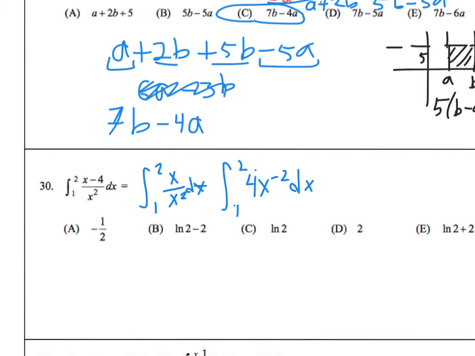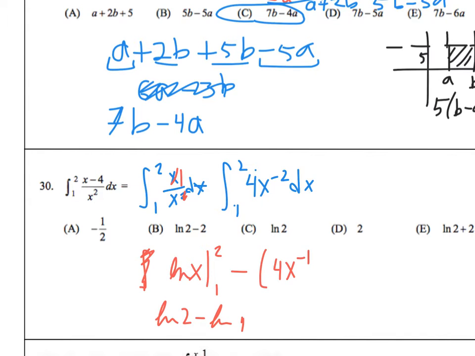Okay. X over x squared, I can reduce to be 1 over x. I know 1 over x is the derivative of ln of x. So if I'm looking for an antiderivative of this, it would be ln of x, from 1 to 2. So ln 2 minus ln 1. That's my first part. Second part, I'm going to increase the power by 1. This is the reverse power rule.